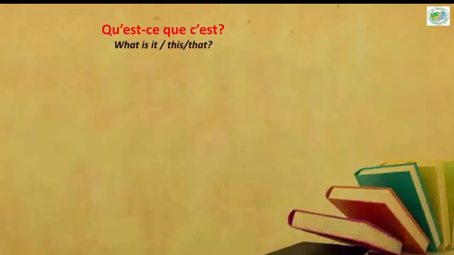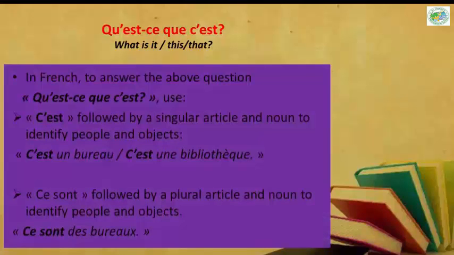Qu'est-ce que c'est? You've heard this question many times before. In English, what's it? What's this? What's that? We use the question qu'est-ce que c'est if you want to ask about something. Okay? In French, to answer the above question, qu'est-ce que c'est, use c'est followed by a singular article and noun to identify people and objects. When I say c'est un bureau, c'est une bibliothèque, c'est un professeur, c'est une élève, c'est un garçon, c'est une fille.